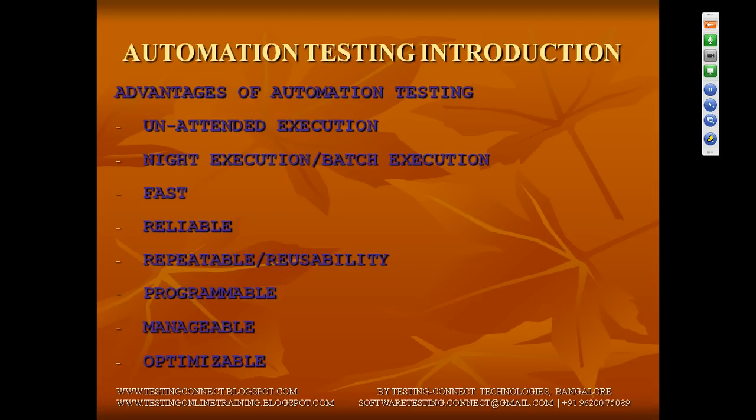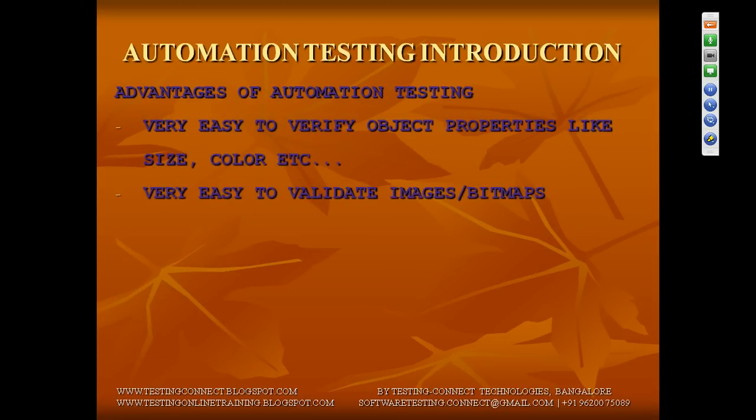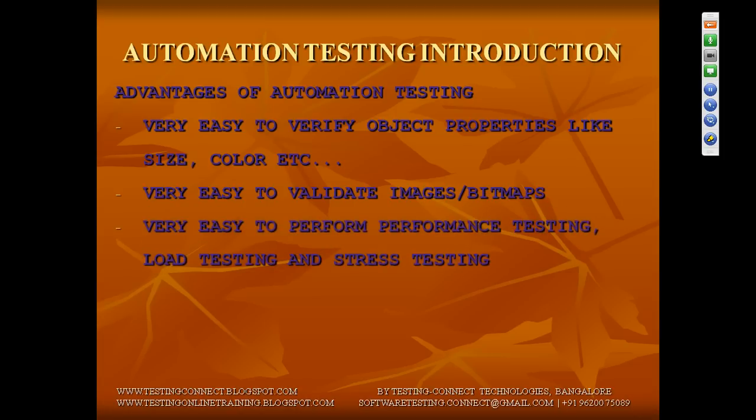whenever dynamic changes come up for your application, your automation framework should also be optimizable. That is what you have to keep in mind, and you have to come up with a framework in such a manner. This is nothing but optimizable. So these are the different advantages of automation testing: along with that, you can validate object properties very easily, images or bitmaps very easily, and performance testing, stress testing, volume testing, load testing you can perform very easily.